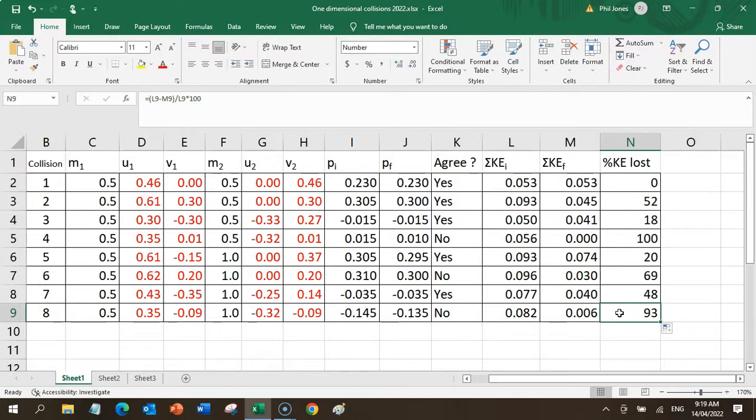So that's the point that we can come to when it comes to our conclusion: with elastic collisions, there is little or no loss of kinetic energy, and with inelastic collisions, there is much more kinetic energy lost.